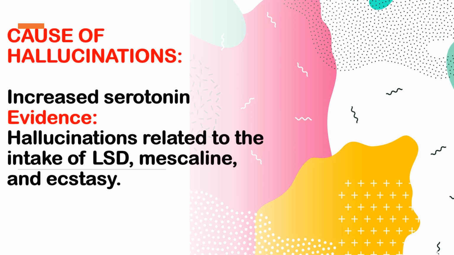Another cause of hallucinations is increased serotonin. Evidence is that hallucinations are related to the intake of LSD or lysergic acid diethylamide, mescaline, and ecstasy. These are hallucinogenic drugs and they appear to act as serotonin receptor agonists or partial agonists, which means they increase the level of serotonin in the body.